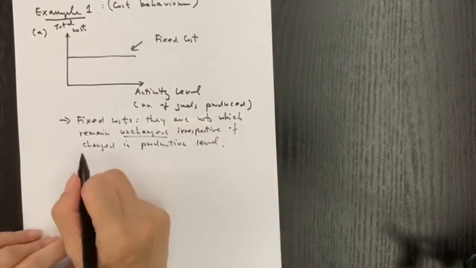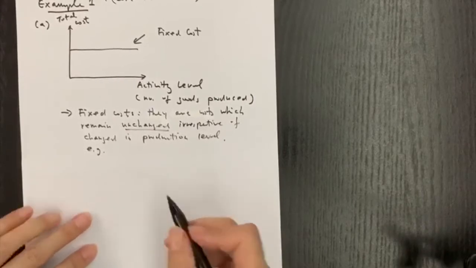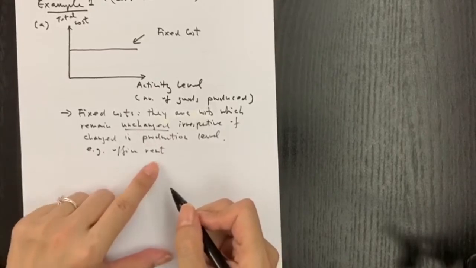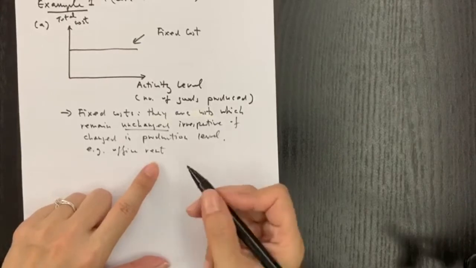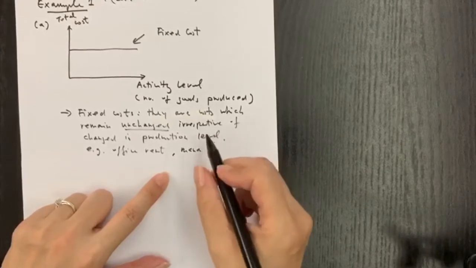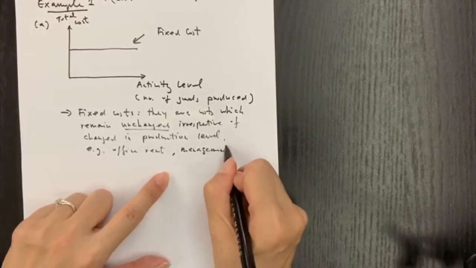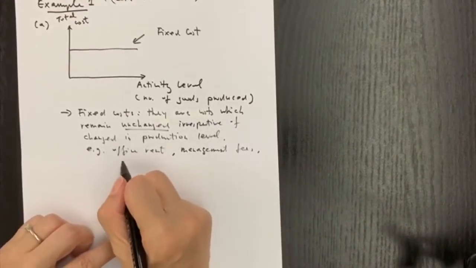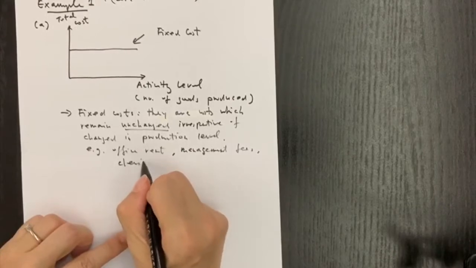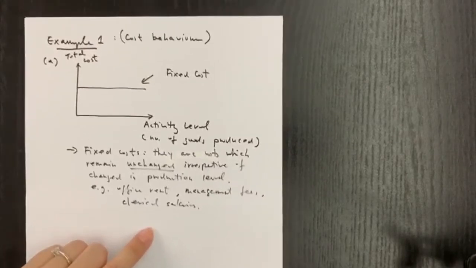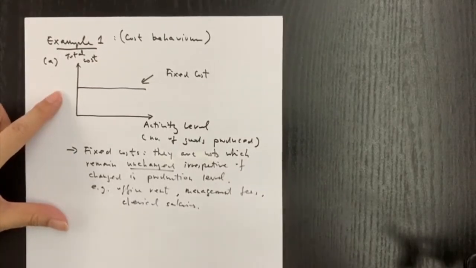All right, okay, so now let me give you some examples. For example, we have office rents, because the rent we pay is always the same. Okay, it doesn't matter how many units we have produced in the factory. And what else? Let's say we have management fees, or the salary we pay to people working in the office, clerical salaries. Okay, so this is the first cost behavior, which is fixed costs.